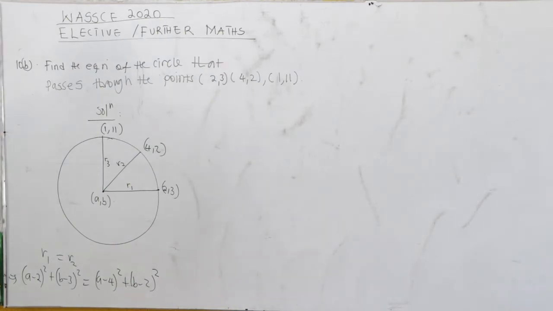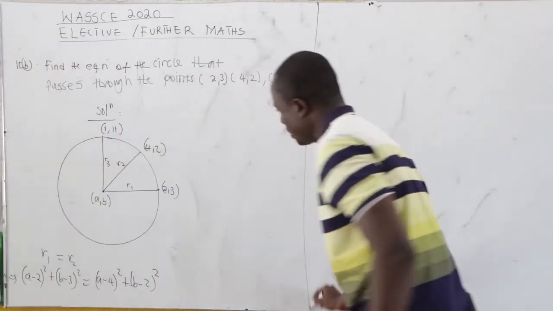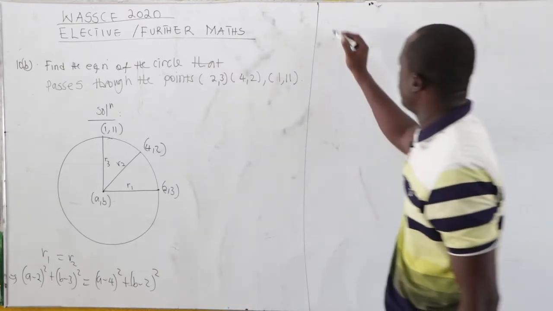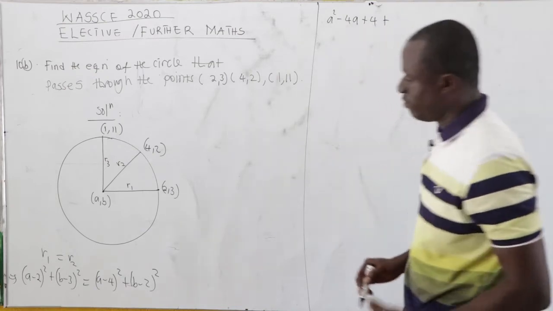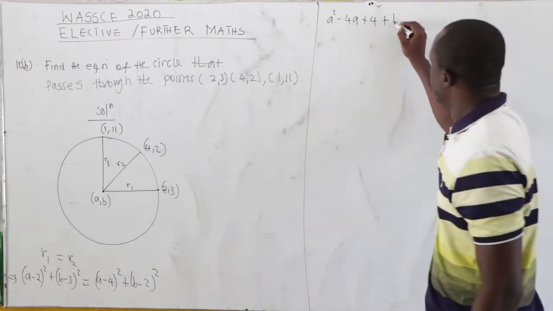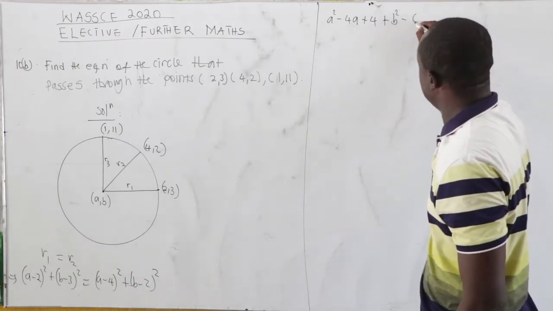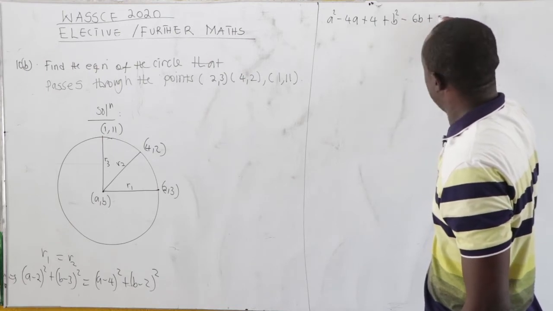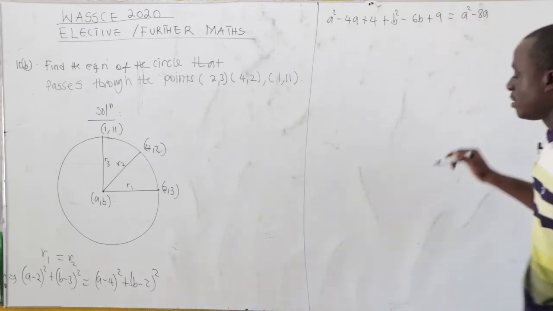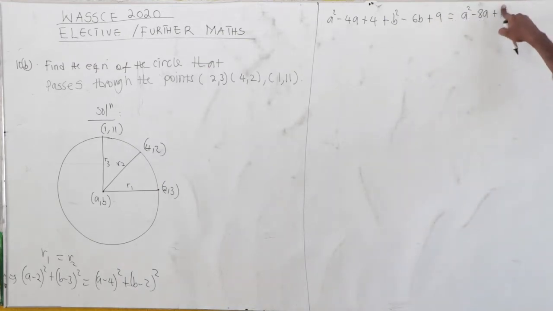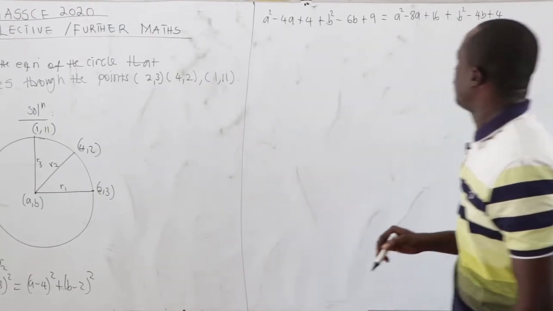Now expanding this, (a minus 2) all square will be a square minus 4a plus 4. Now (b minus 3) all square is just b square minus 6b plus 9, equal to, we have a square minus 8a plus 16. That is 4 square, so that will give us 16. Then (b minus 2) all square, so this will be b square minus 4b plus 4.